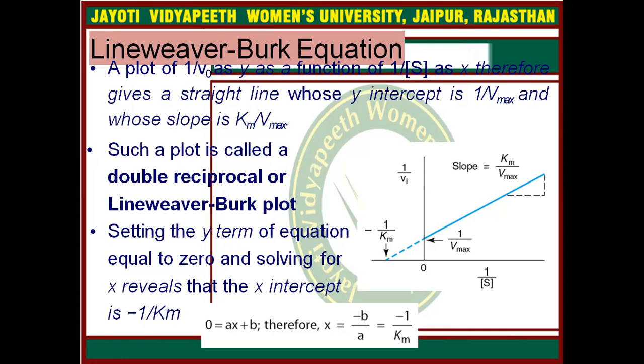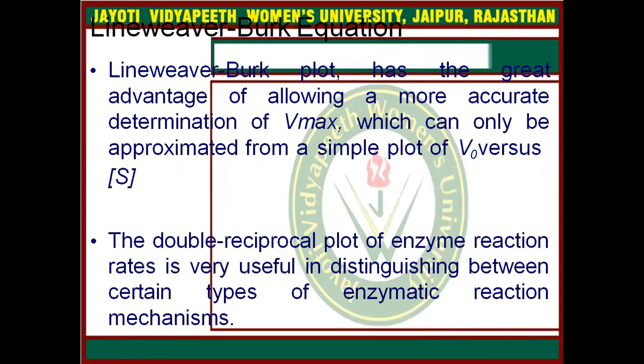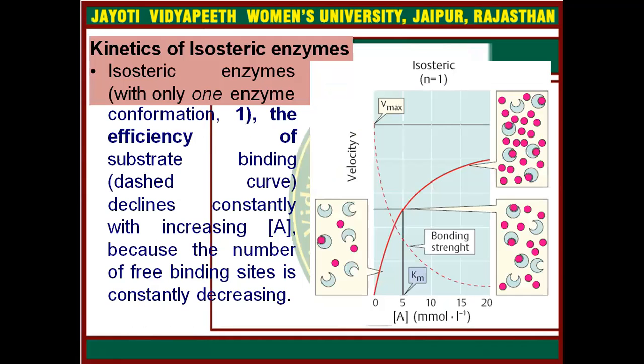Such a plot, called a double reciprocal or Lineweaver-Burk plot, setting the y term of the equation equal to 0 and solving for x, reveals that the x-intercept is minus 1 by Km. The Lineweaver-Burk plot has the great advantage of allowing a more accurate determination of Vmax, which can only be approximated from a simple plot of V0 versus S. The double reciprocal plot of enzyme reaction rate is very useful in distinguishing between certain types of enzymatic reaction mechanisms.